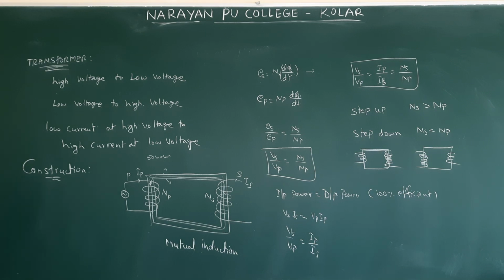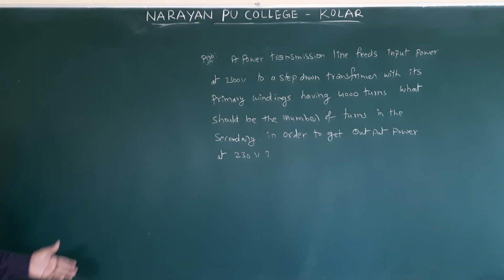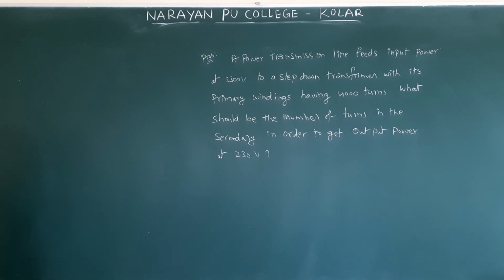At the end we have to discuss the losses of a transformer. So we discussed step up and step down transformers, everything. That is the theory part. And another one is there, energy losses in the transformer.